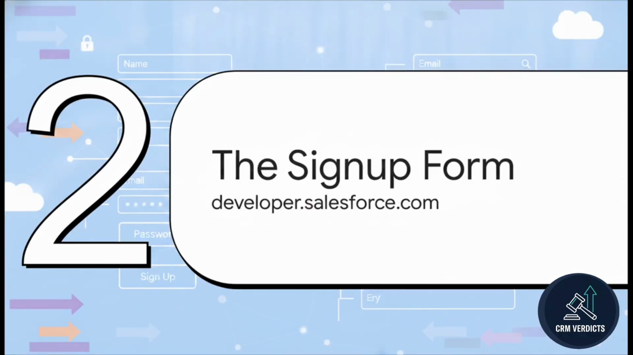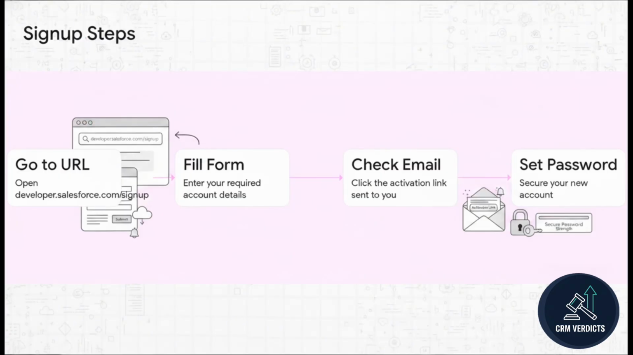Moving right along to Section 2, mastering the sign-up form at developer.salesforce.com. So let's break this down into 4 really simple macro actions so you know exactly where we're headed. Step 1, we go to that specific URL. Step 2, we fill out the form. Step 3, we check our email for the activation link. And finally, Step 4, we set a secure password.